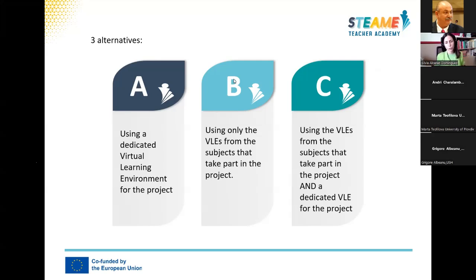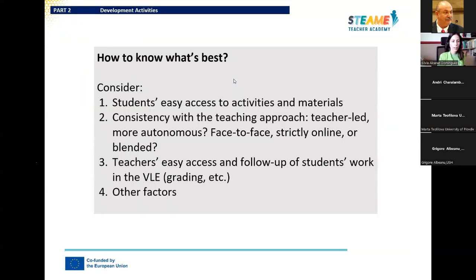And option C is to use the virtual learning environments from all those subjects, like in option B, and also have a dedicated space, a dedicated virtual learning environment for the project, in a transversal way. These are the three main ways that I see when we are doing an interdisciplinary project in terms of virtual learning environment. Now each of them has its own implications, and I have written here some ideas to know what is best, A, B, or C, according to your context.